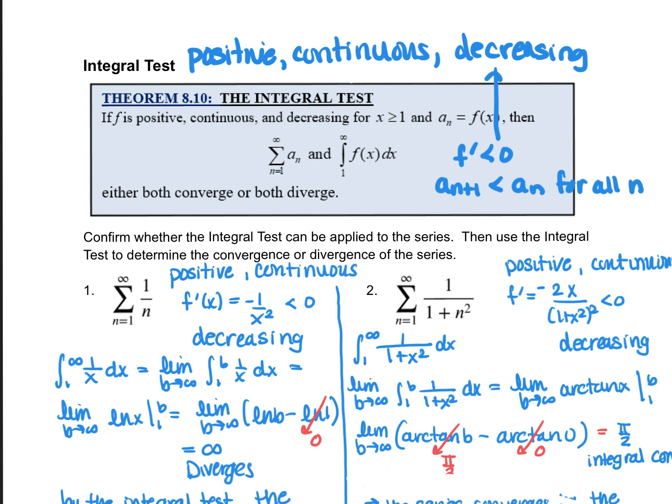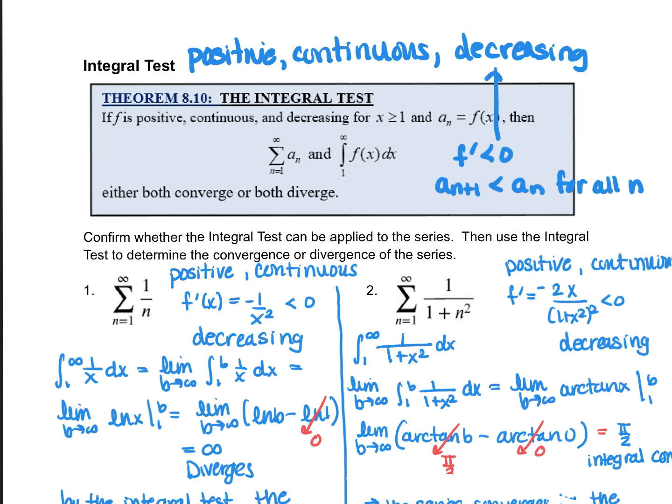But what happens is if it's positive, continuous, and decreasing, the integral and the series will converge or diverge together. They don't have the same sum or the same value, but we know if one of them diverges, which means infinity underneath the area, or the series sums to infinity, then the other one's also going to diverge. But if one of them is finite, the other one is also finite.